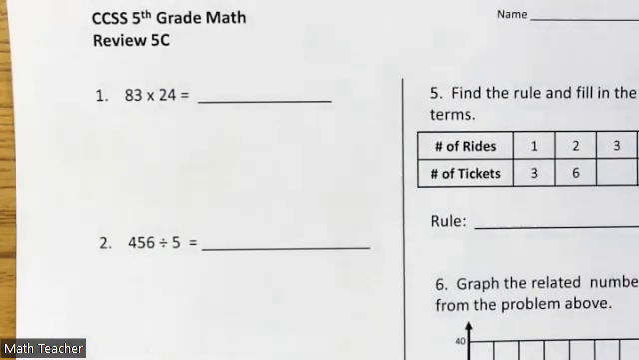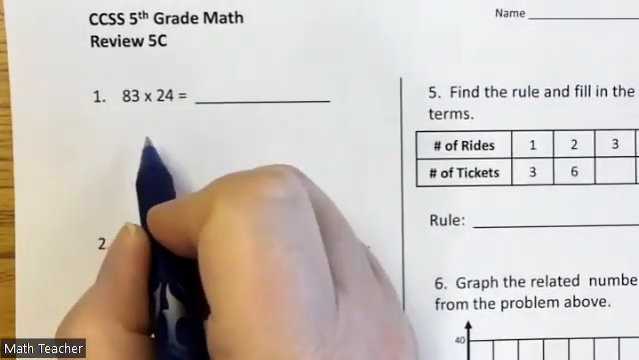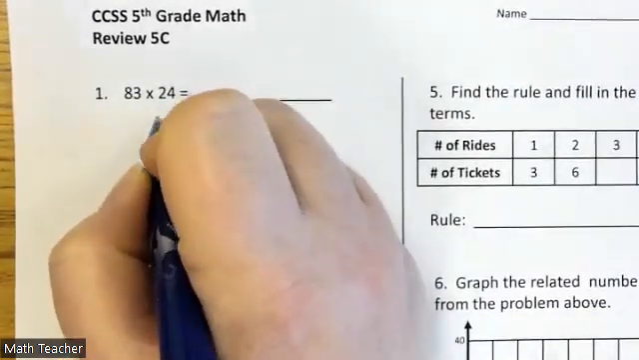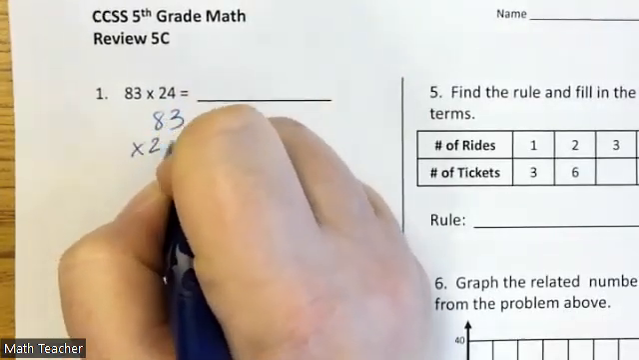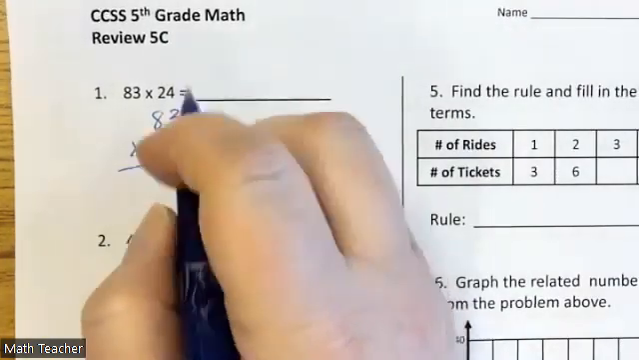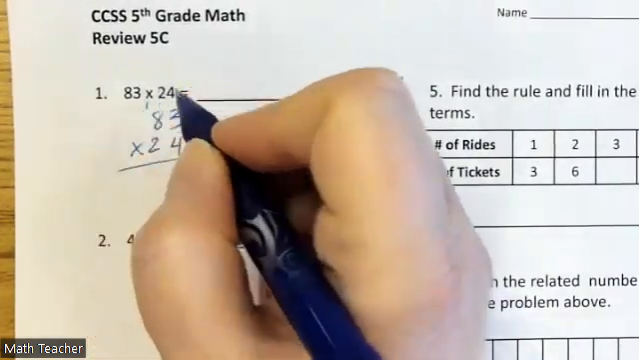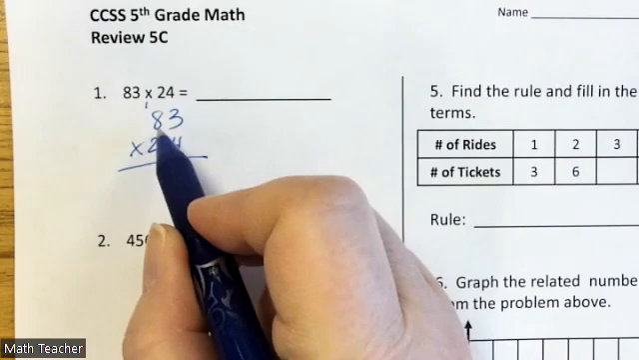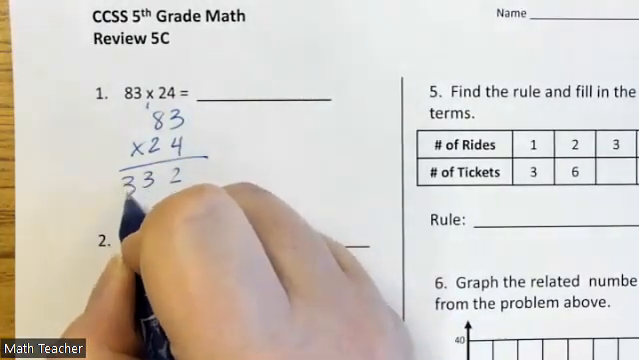Okay, so today we are working with Skill Work 5C, Common Core 5th grade math review. Number 1, we have 83 times 24. So you should have lined these up vertically and then multiplied. 4 times 3 is 12, write the 2, carry the 1. 4 times 8 is 32, plus the 1 we carried is 33.